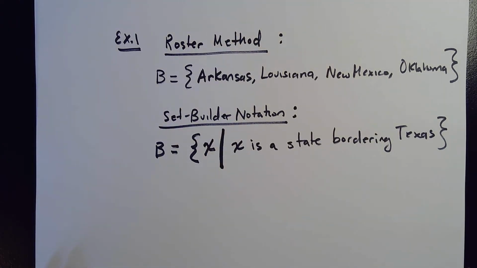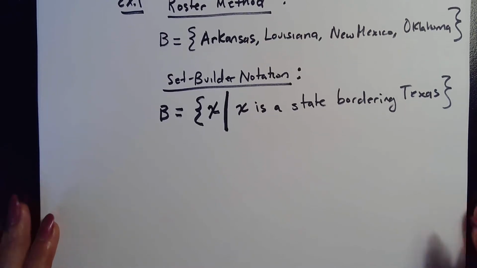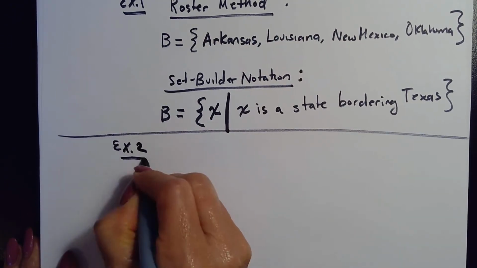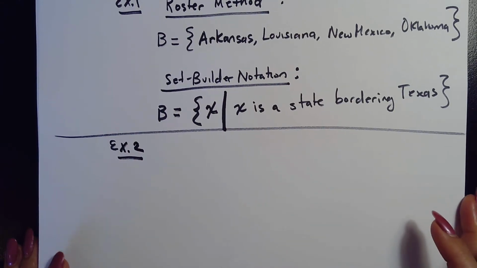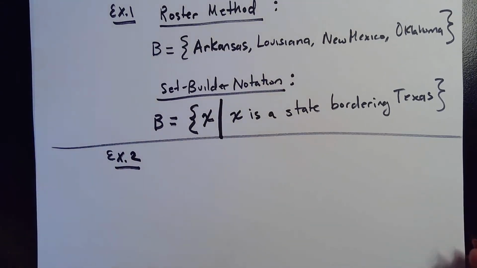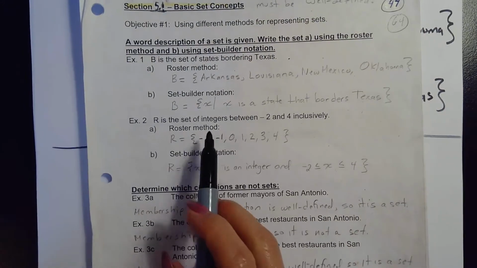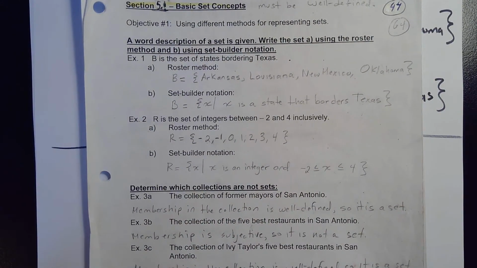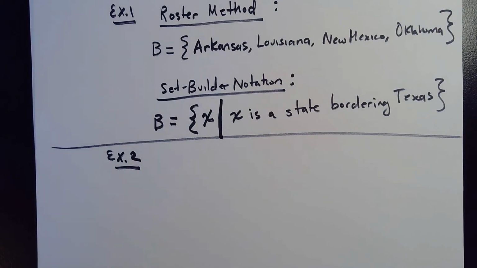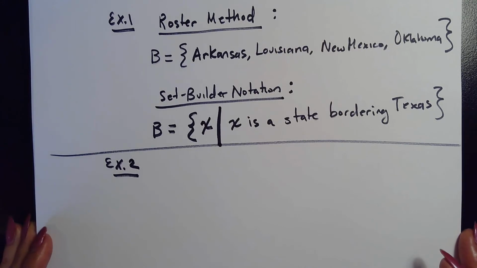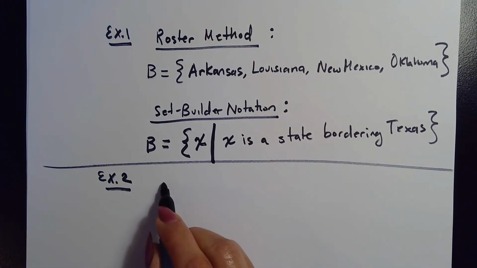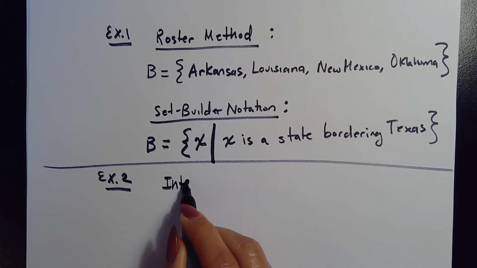Okay, so let me take a look at number 2. I'll do both because, like I said, they're a little bit different. For number 2, we have R is the set of integers between -2 and 4 inclusively. We're going to do both roster and set builder. Let's review the integers because you may not remember what they are.